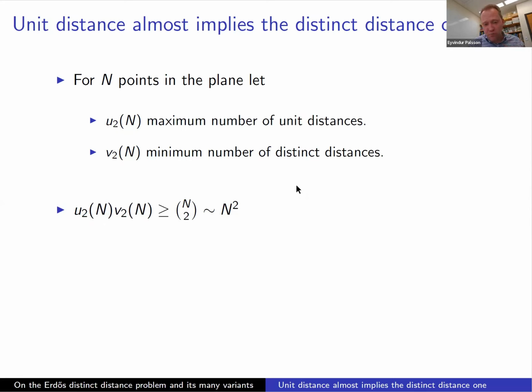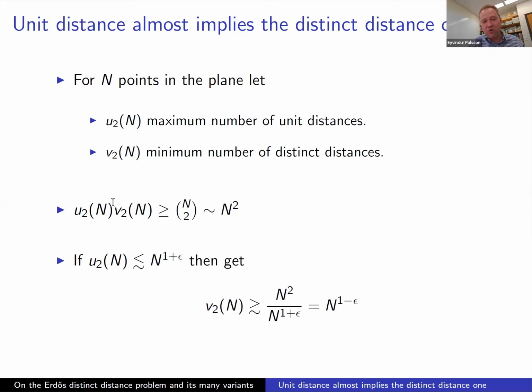So if you were to prove an upper bound on the maximum number of unit distances that is close to n, as we think should be possible, then by simply dividing through this trivial estimate, you get a lower bound on distinct distances that is close to n, close to the conjecture. Now, granted, the conjecture has been resolved through the Guth-Katz result, but this just gives you an idea of how strong the information from the unit distance problem is.